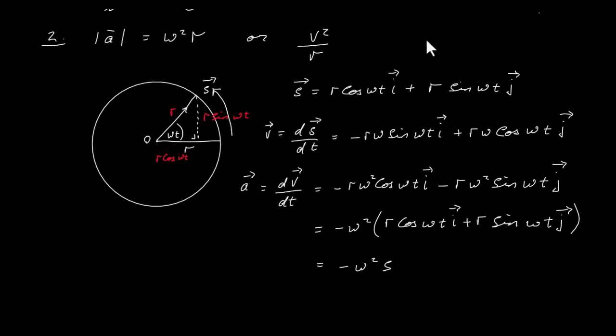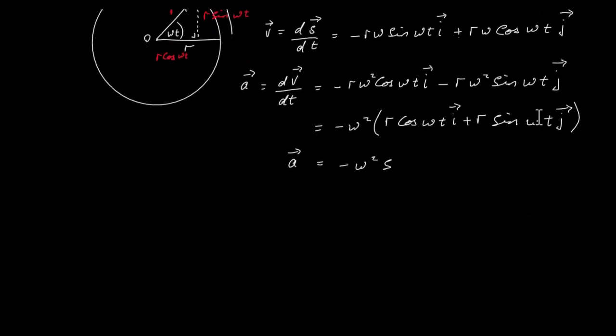So what we've ended up with here is our acceleration is going to be equal to minus omega squared times s. This shows us that, because of this minus here, the acceleration is going to be directed towards the center of the circle. We can see that our displacement vector is in this direction, so our acceleration vector is actually in the opposite direction. So it's going to be directed towards the center of the circle. So that was the first thing we needed to look at. We needed to prove, if you like.